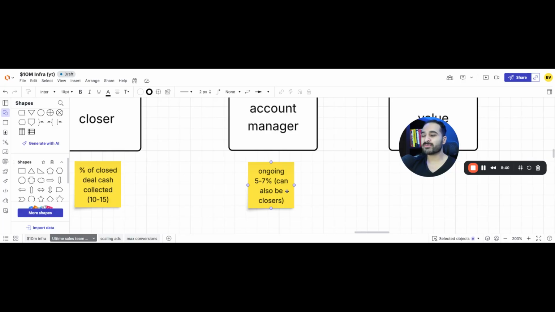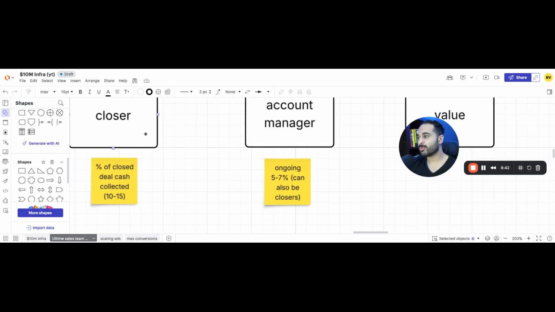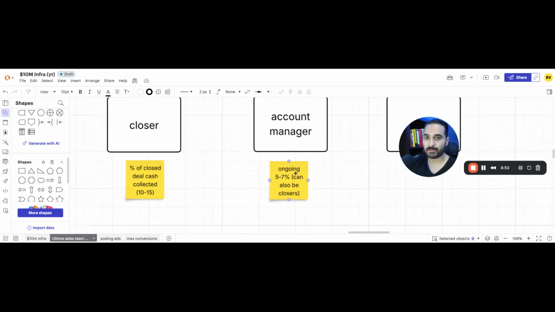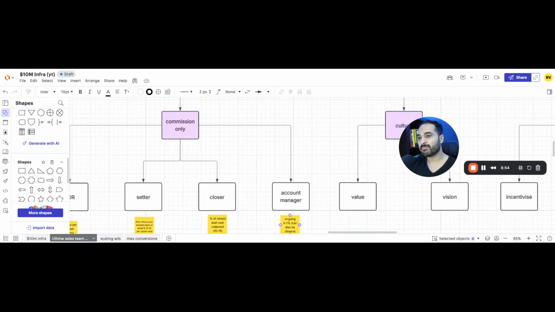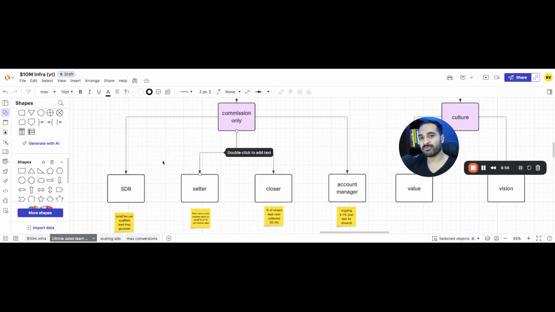Again, ongoing. This is someone almost a blend of the two: a customer success manager, sales manager, and a closer, because they're making sure your client stays on and they're not leaving you. The retention rate stays high. You can pay them a little bit lower. So that is the commission structure for the 4 main roles.